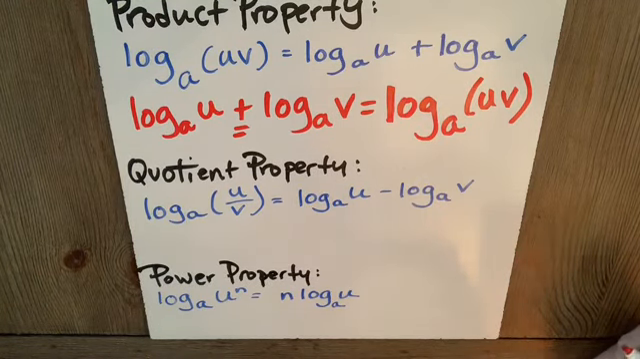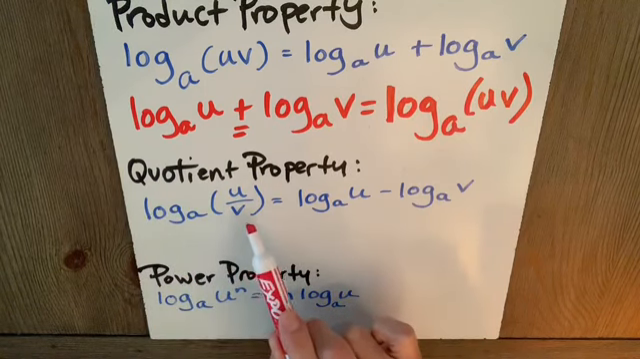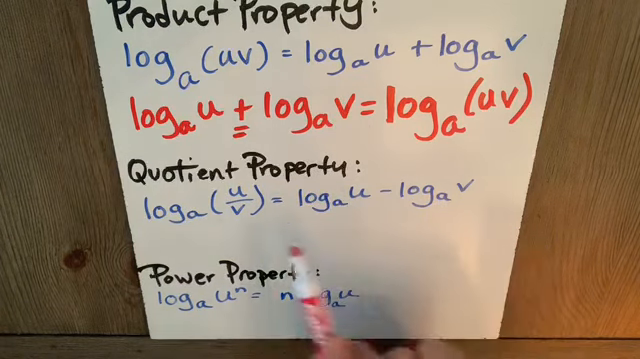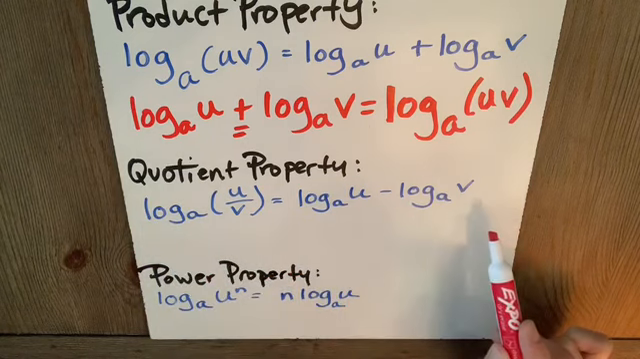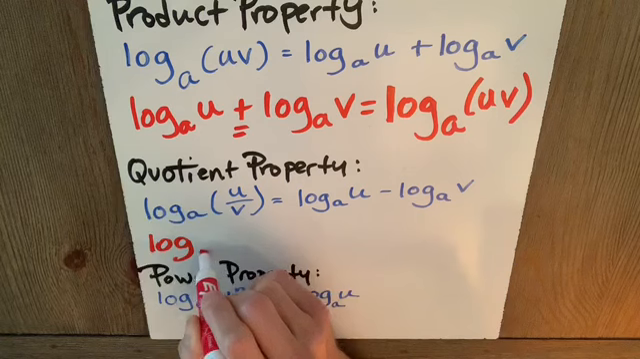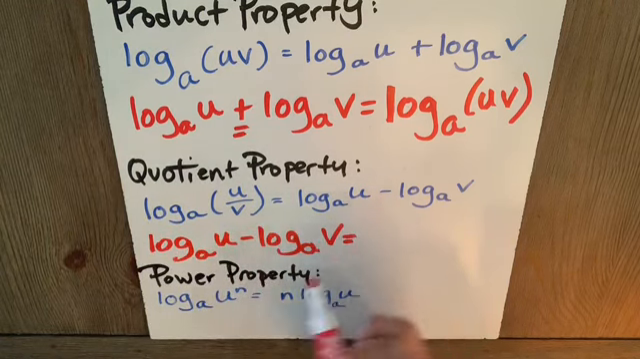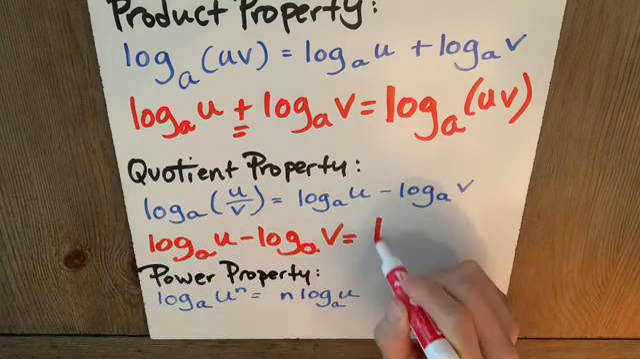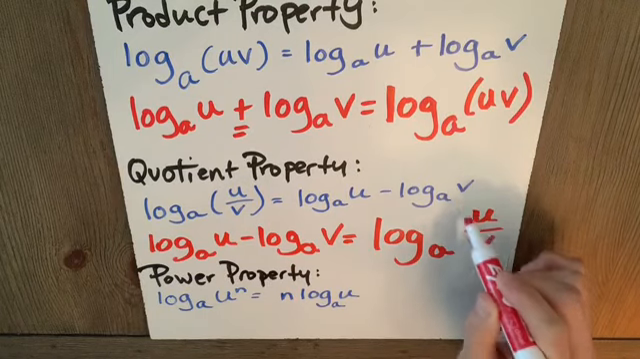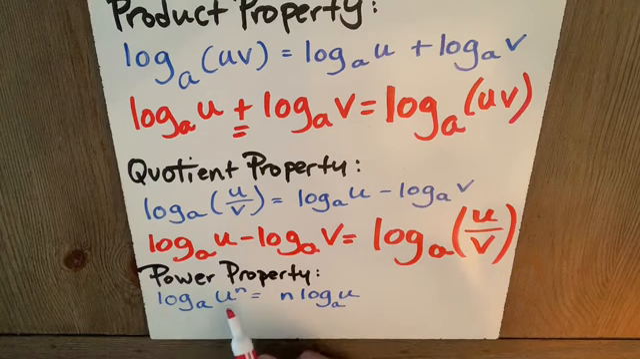We know in the quotient property, log base a of u divided by v, that's the argument, becomes log base a of the numerator, u, minus log base a of the denominator, v. That's expanding the log. You also have to be able to recognize that if I give you log base a of u minus log base a of v, the bases have to be the same, we're going to get log base a of the first divided by the second. There's our argument.